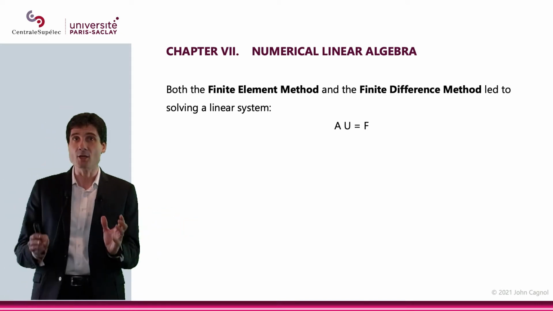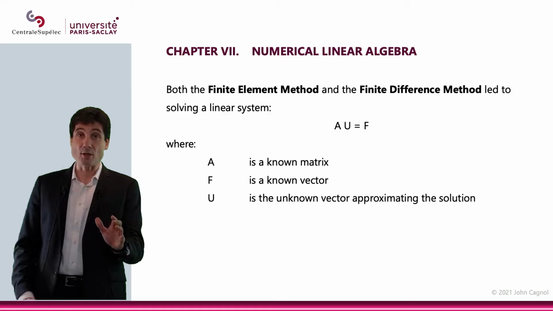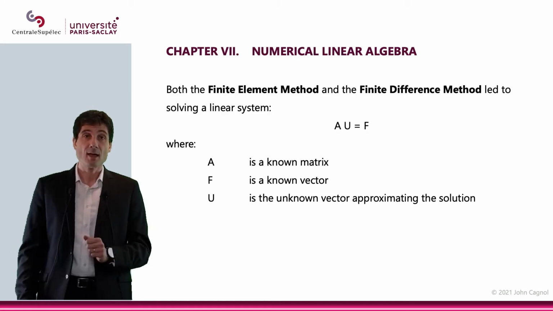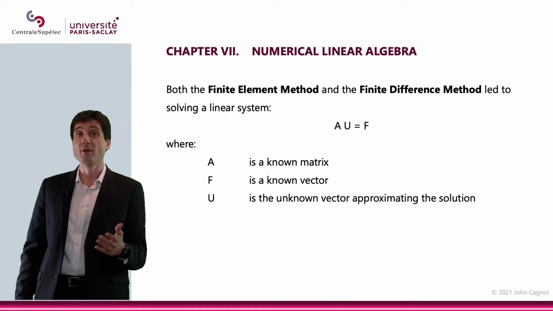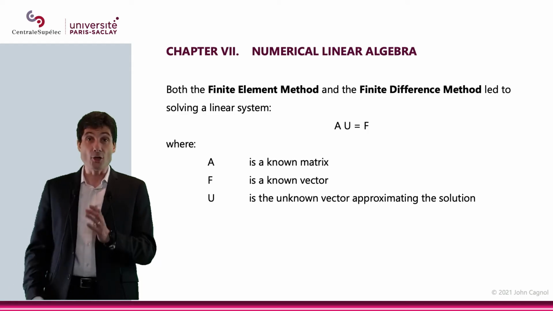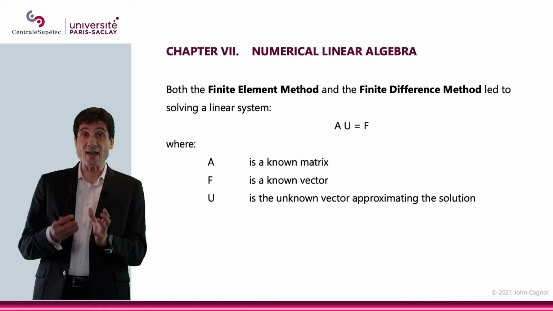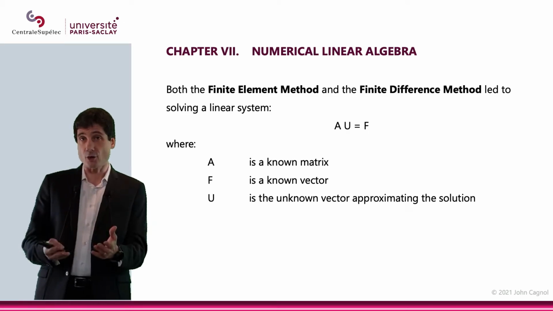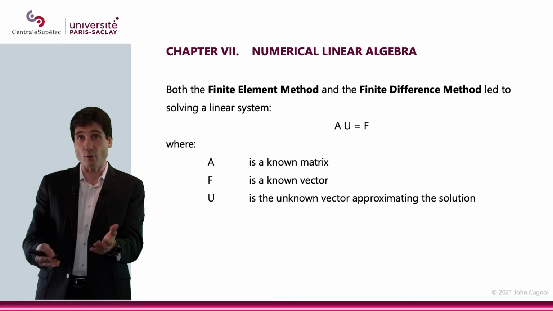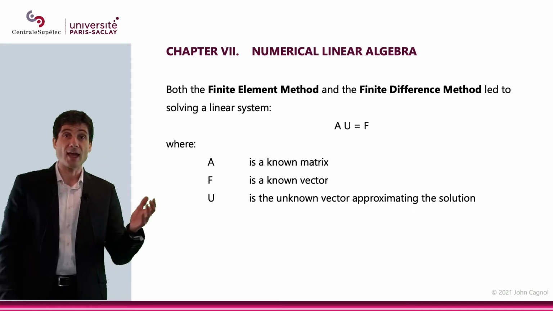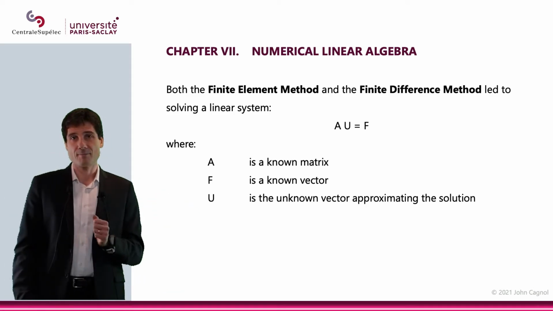equals F, a linear system, where A is a matrix, which is perfectly known, F is a vector, which is perfectly known or can be computed, and U is the unknown. U is a vector approximating the solution, and that's what you're looking for. So you need to solve a linear system.